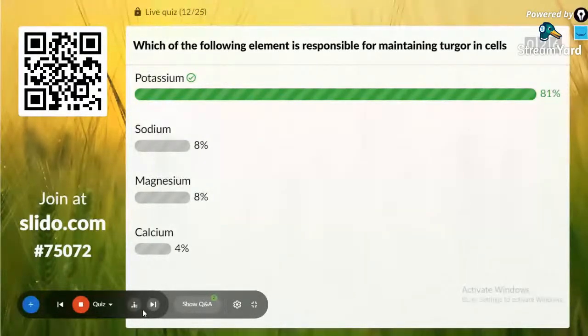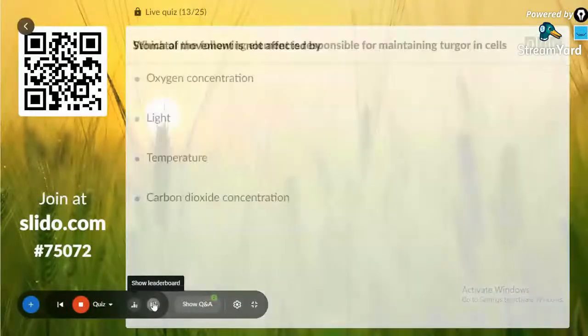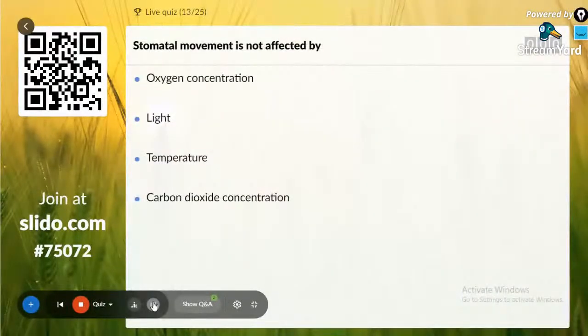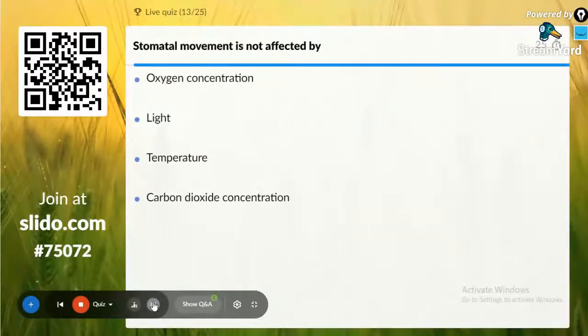Okay, perfect. Fine. Moving on to the next question, question 13. Stomatal movement is not affected by oxygen concentration, light, temperature, carbon dioxide concentration.